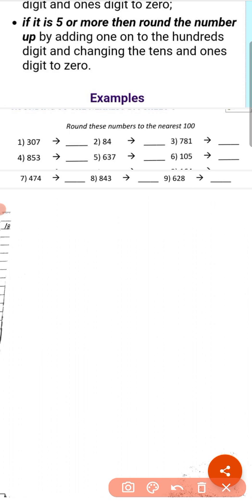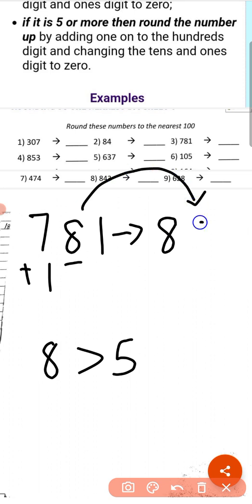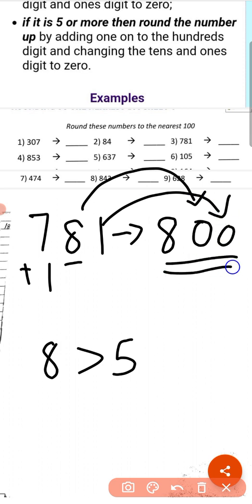Now the next number is 781. Here the tens place is 8. 8 is more than 5. So add 1 to the hundreds place. So 7 plus 1 is 8. Then replace the tens place and ones place by 0. So our answer is 800. Clear?